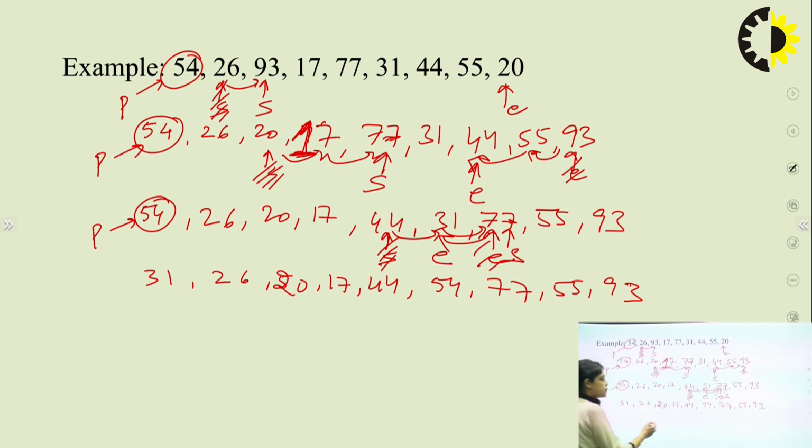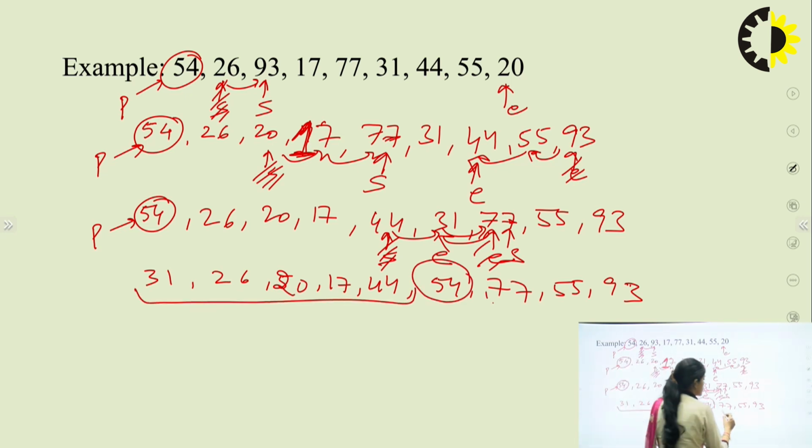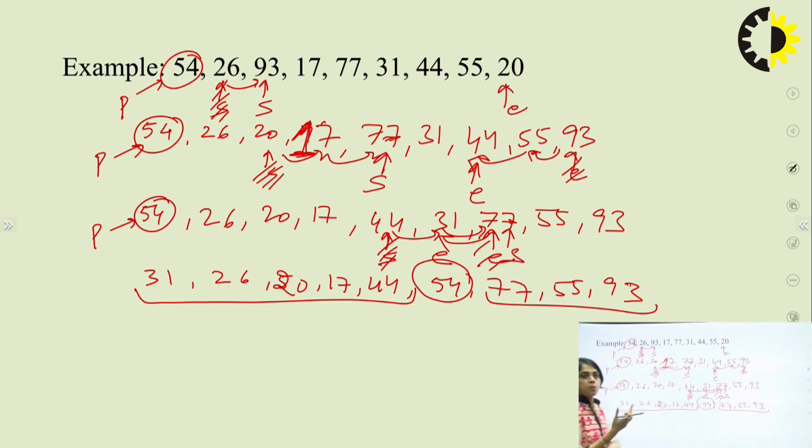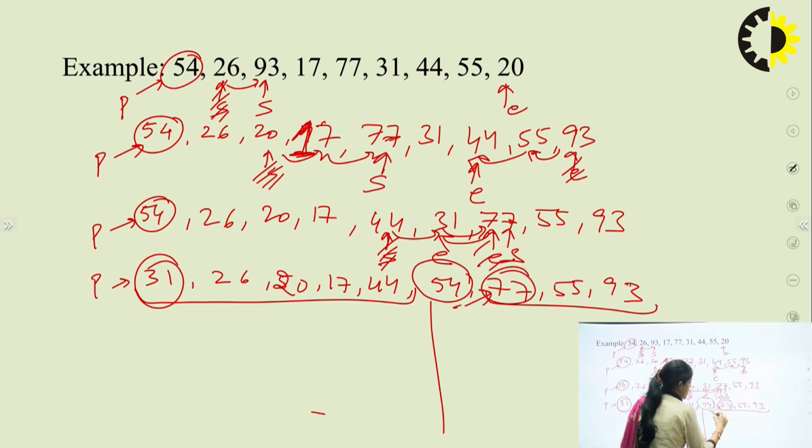So you can see this pivot 54 is here and it has divided this complete array into two halves. The left half consists of all the smaller elements in comparison to pivot 54 and the right side has all the greater elements in comparison to this pivot 54. Now in this case, again the problem is divided into two halves. In this part, we will take 35 as pivot, and here we will take 77 as pivot.